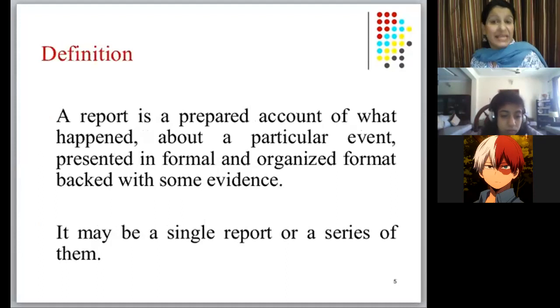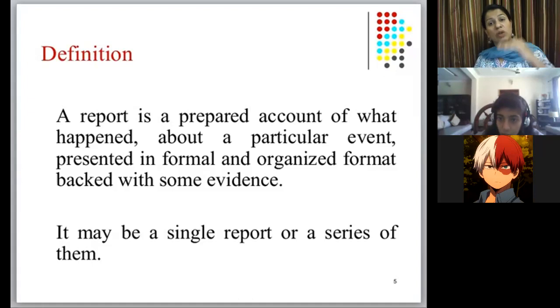Now, what is a report? A report is a prepared account of whatever events occurred about a particular event, presented in a formal and organized format, backed with some evidence. Remember, the tone, the language that you will use is going to be formal. You will not be using any colloquial language. You will not use any informal tone. You will not use any slang words. You are going to remain very formal when writing a report.